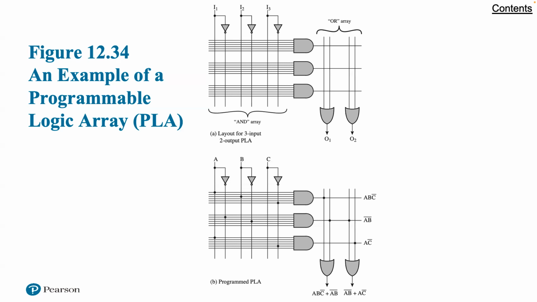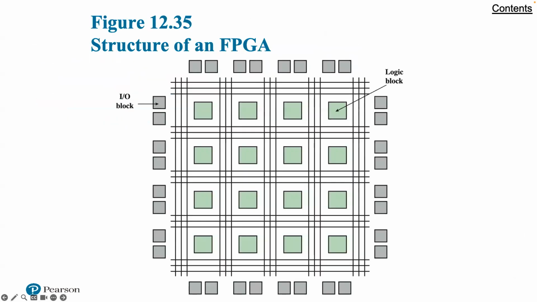This type of PLA is referred to as a field programmable logic array. Alternatively, the proper connections can be made during chip fabrication by using an appropriate mask supplied by a particular interconnection pattern. In either case, a PLA provides a flexible, inexpensive way of implementing digital logic functions. So in figure 1234B, it shows a programmed PLA that realizes 2 Boolean expressions. The PLA is an example of a simple PLD or SPLD.